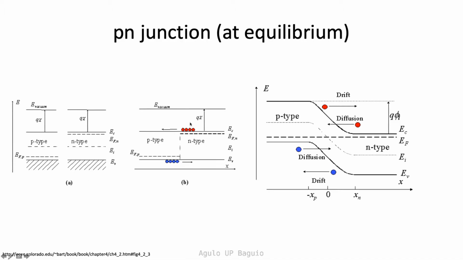Electrons are represented by the red circles, while holes are represented by the blue circles. For electrons in the n-type region to diffuse to the p-type region, they must overcome an amount of energy equal to the potential energy. In this figure, that energy is represented by Q phi sub I. For electrons in the p-type region to diffuse to the n-type region, they must overcome the same amount of energy. Where would these electrons and holes get this energy?